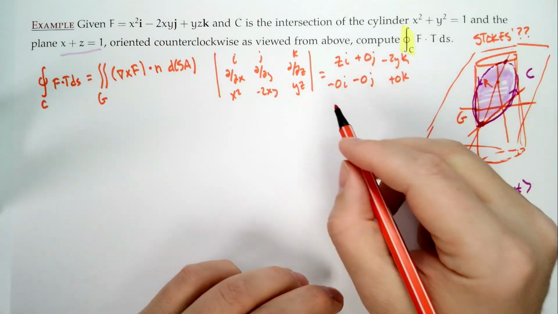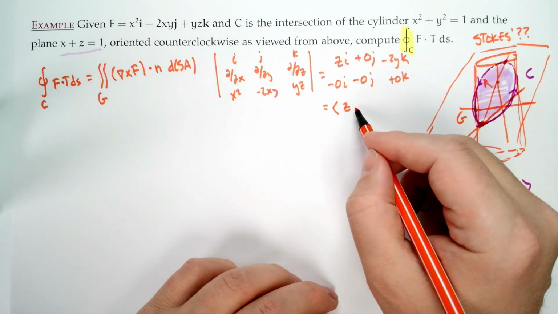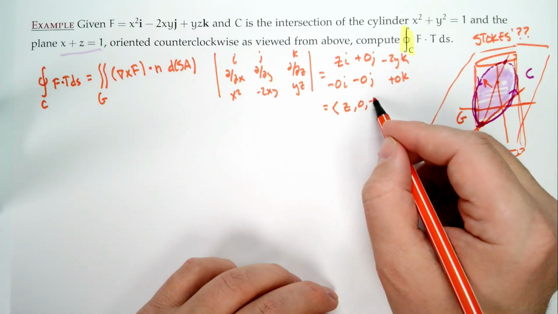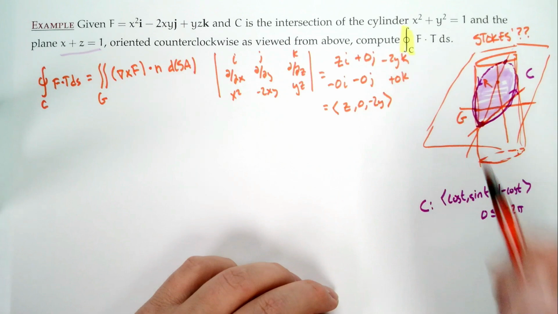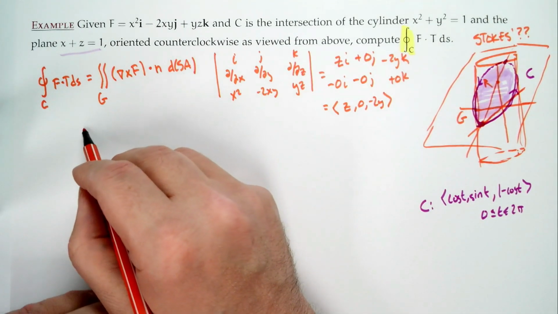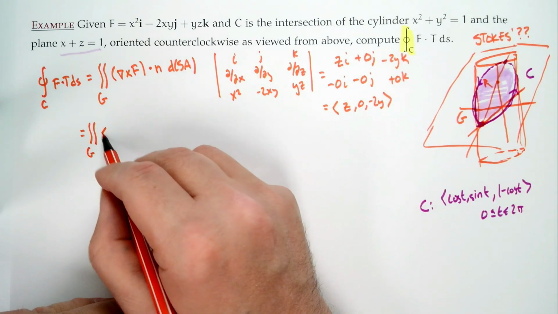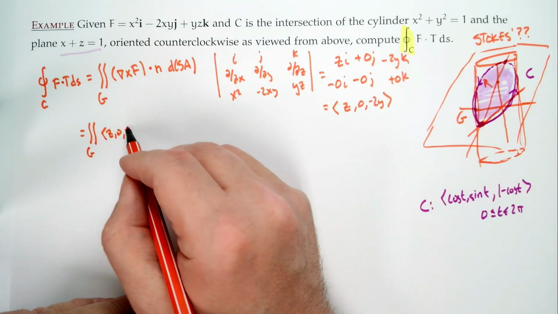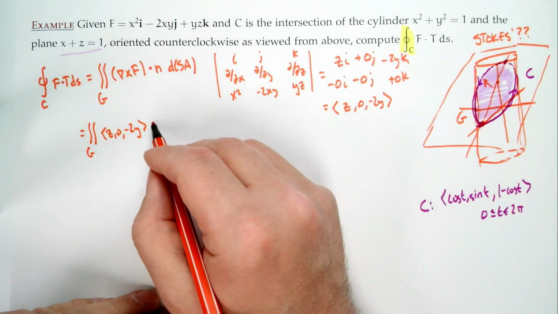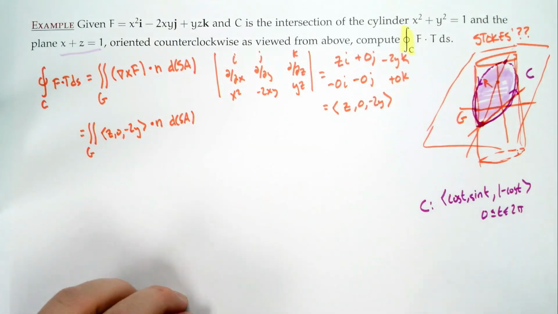Okay, so what do we end up with? Well, we ended up with z, comma, 0, comma, negative 2y. All right, so that's our curl. So this is the integral on our surface G of ⟨z, 0, -2y⟩ dot N dS. Now at this point you're probably thinking, okay, but how do you actually integrate that?